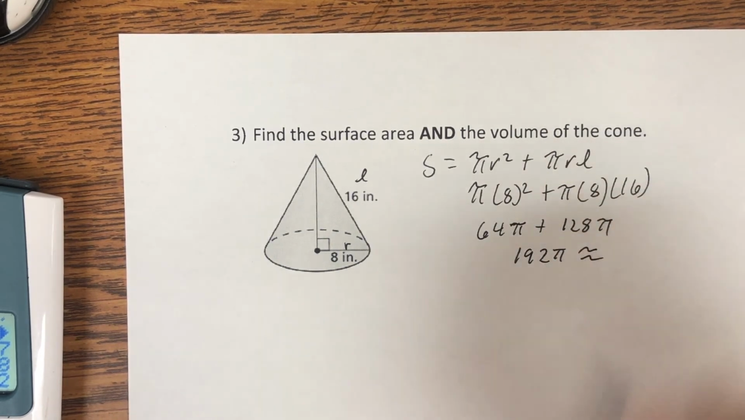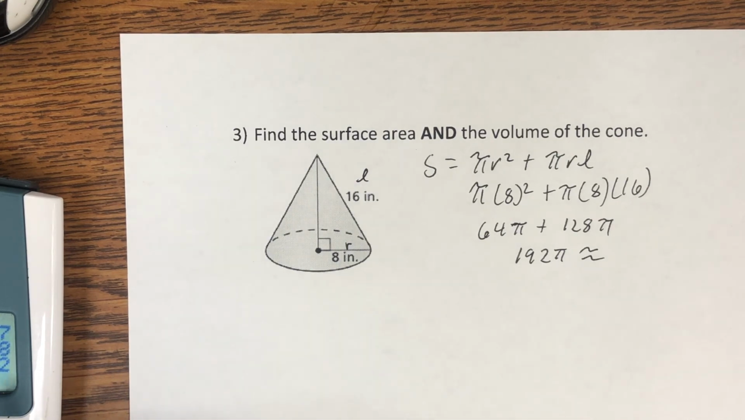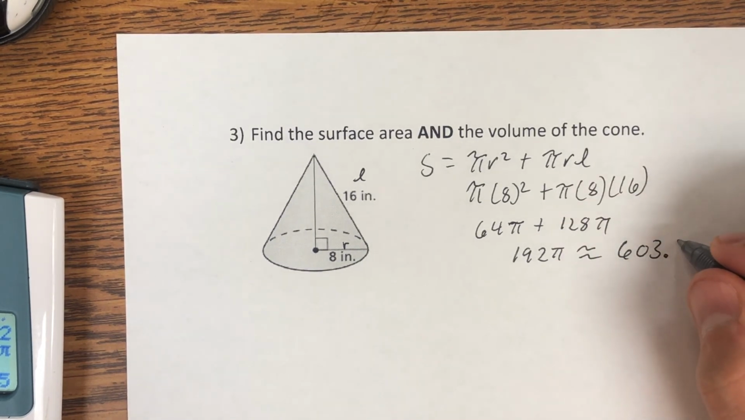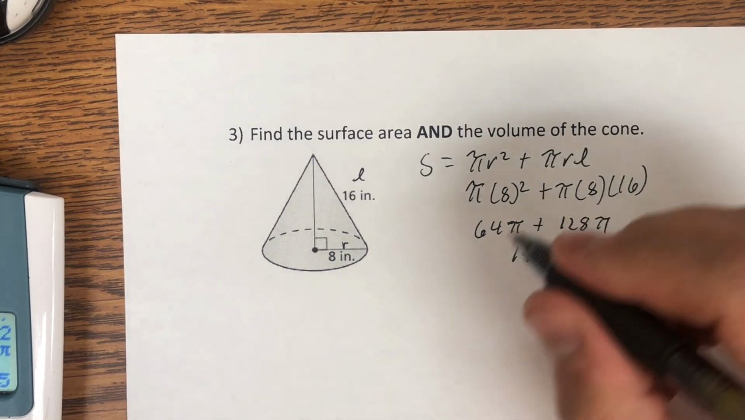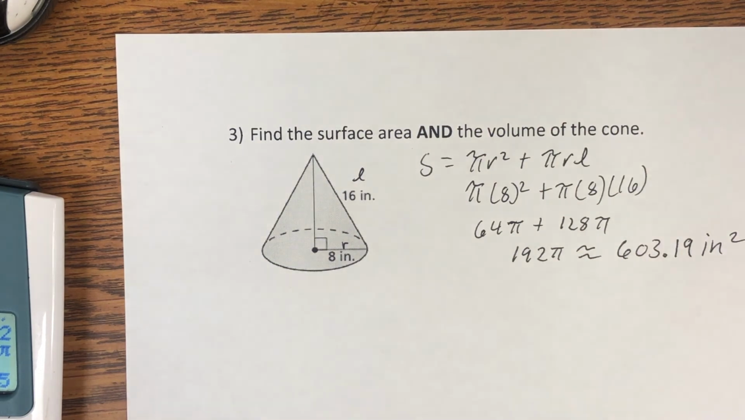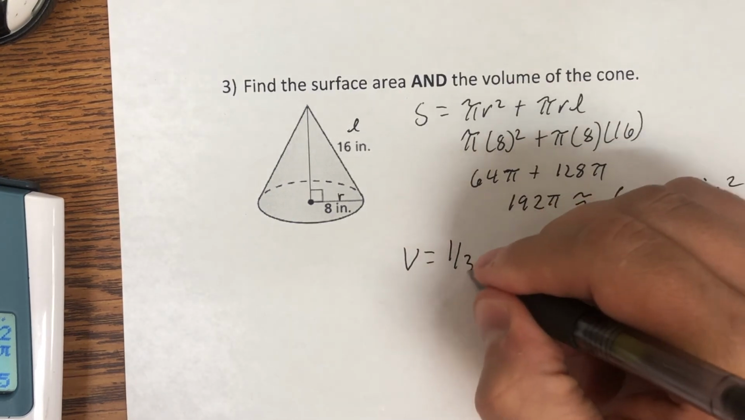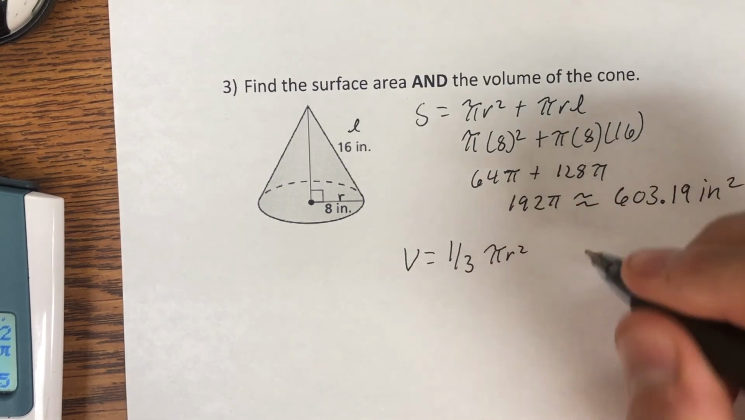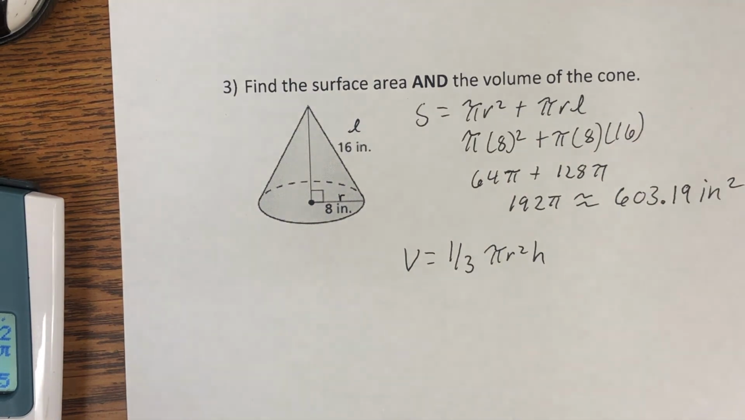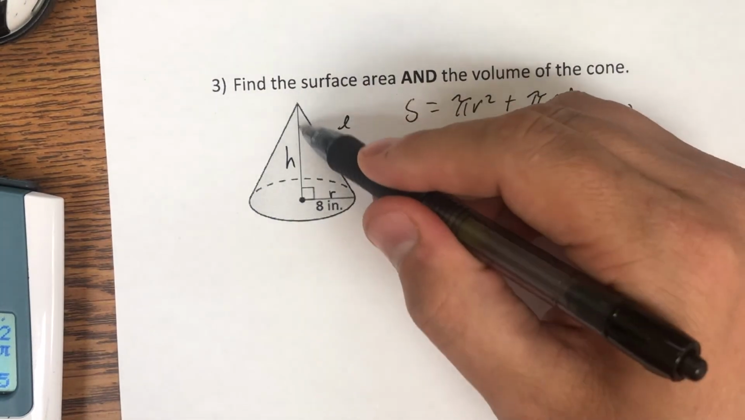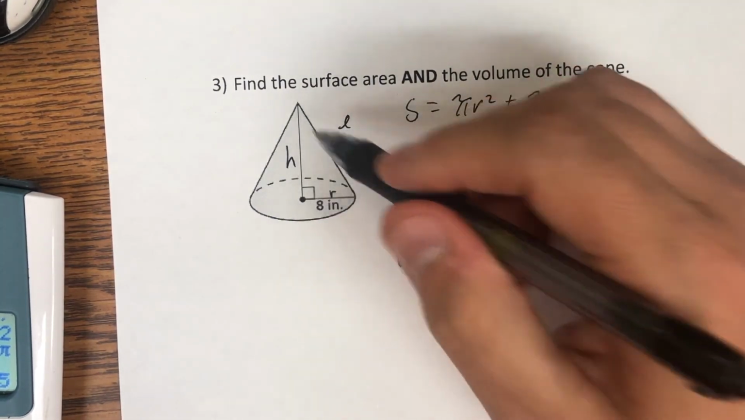And decimal approximation is right at about 603.185. So 185, I would round to 19 inches squared. Surface area. Now the volume. The formula for volume equals 1/3 area of the base, pi r squared, times the height. Now here's the issue. We do not know the height. We know the slant height. Our height is here. This is a right triangle, so I can use Pythagorean's theorem to find the height.